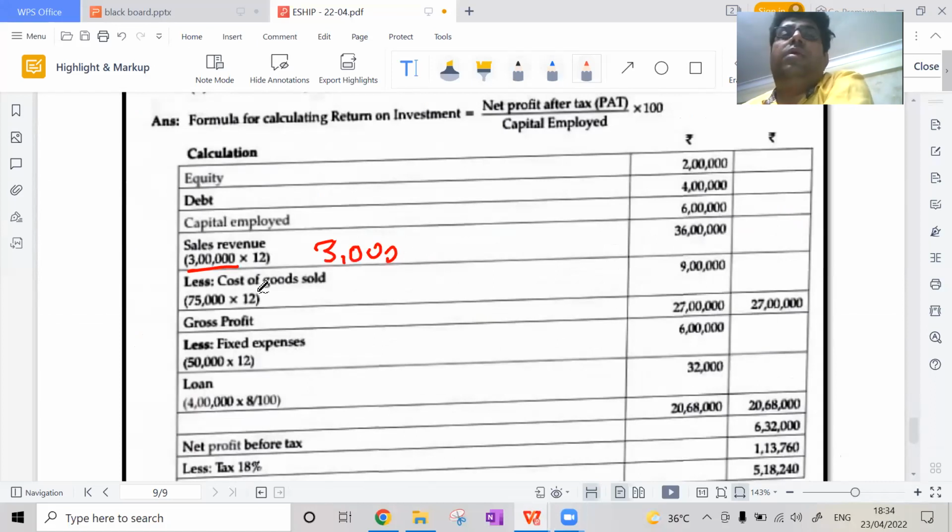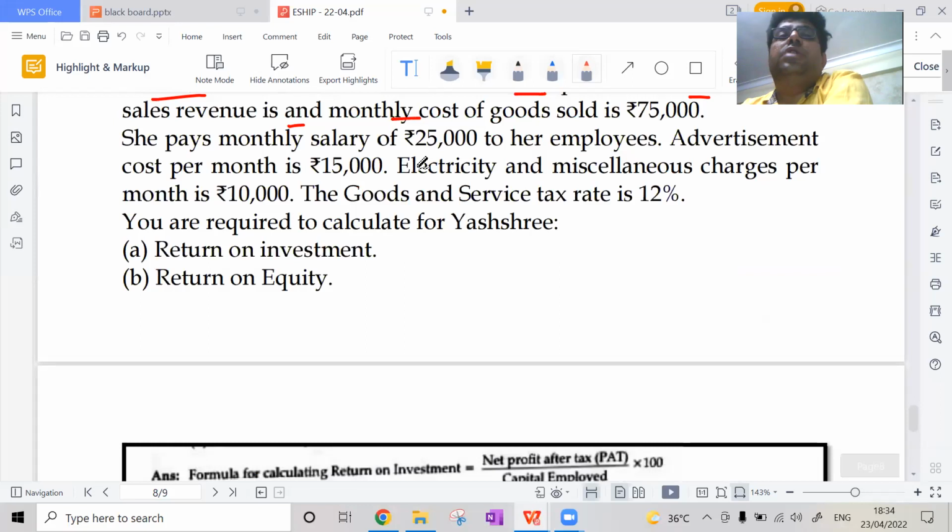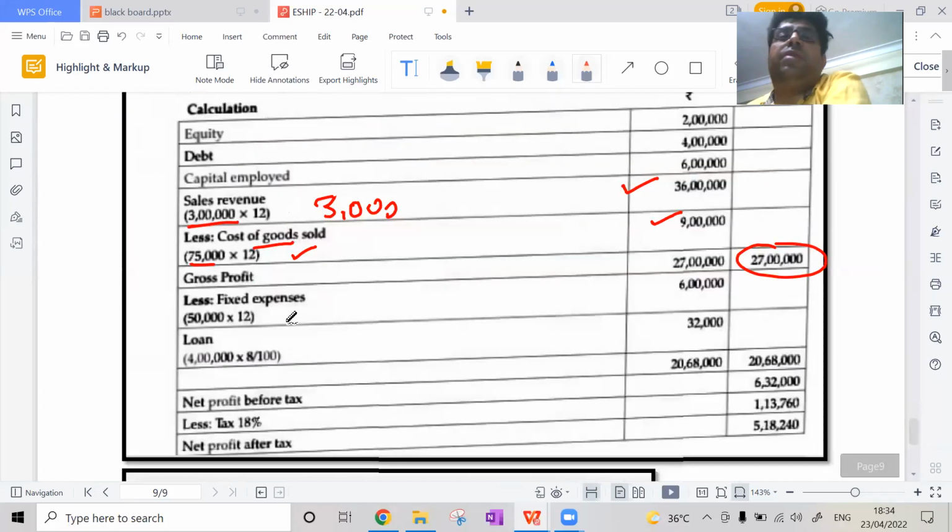So here 3 lakh multiplied by 12. So again, I told you that should be annual. Now, so this was my COGS. So gross profit will be 27 lakh. After that, fixed expenses that we are given, that was 50,000. So it has been again multiplied by 12 because it should be on annual basis. So deducted, that is 6 lakh. Then loan amount, that was 4 lakh multiplied by the rate of interest, that is 8%. So loan interest has been deducted. Ultimately, it is net profit before tax.